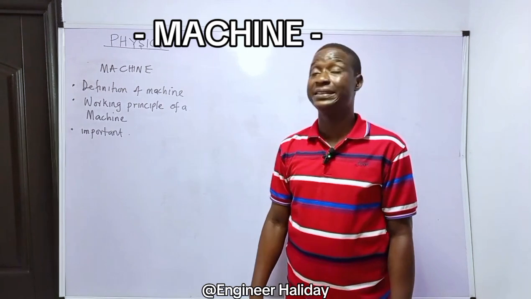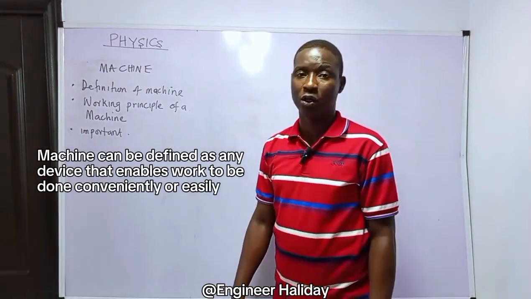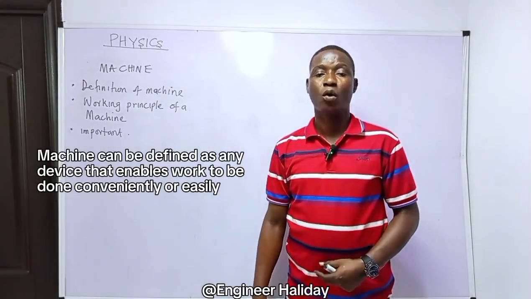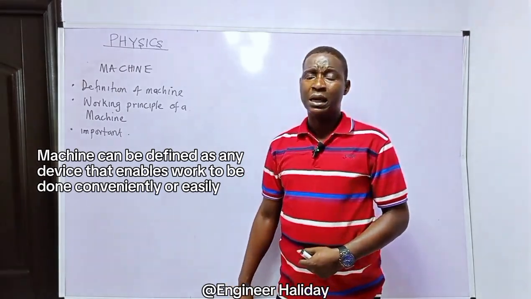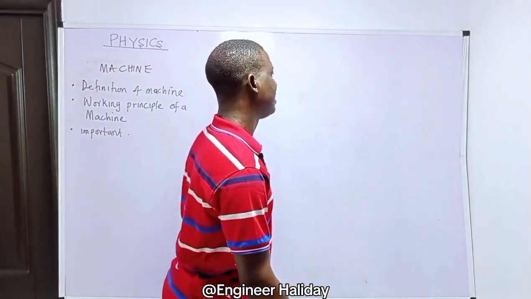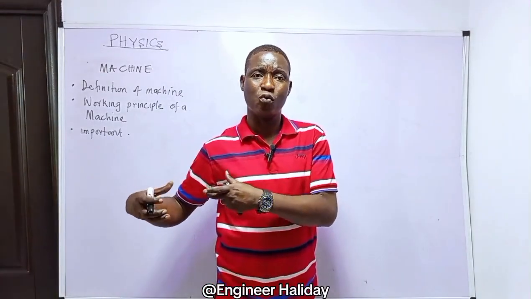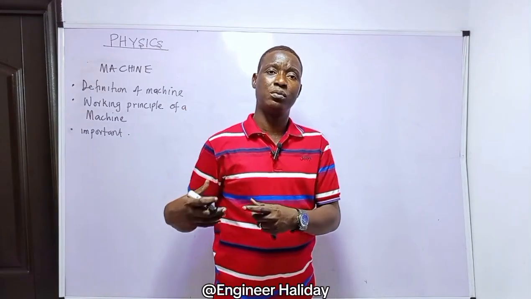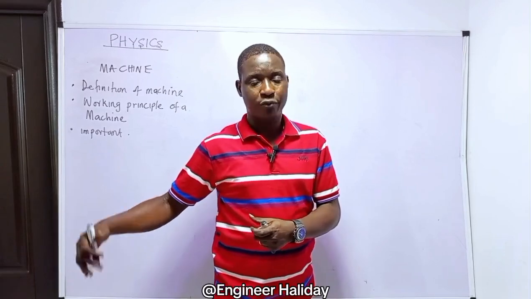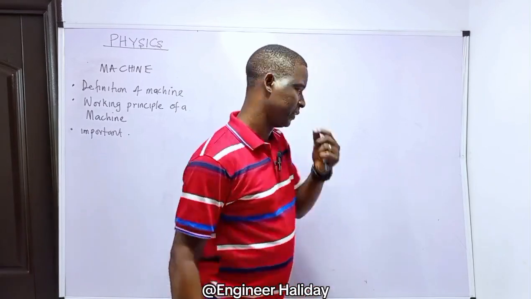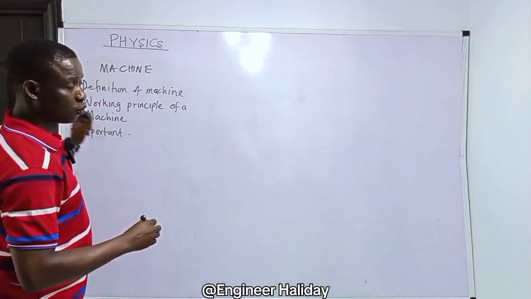A machine can be defined as a device that enables work to be done conveniently or easily. Now, a machine is that device that transmits a smaller load to a bigger load. That means it transmits load, or work, from one point or location to another. Now let me come in from the working principle of a machine to explain this.